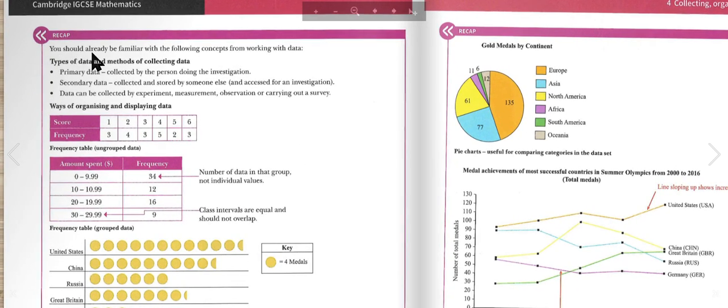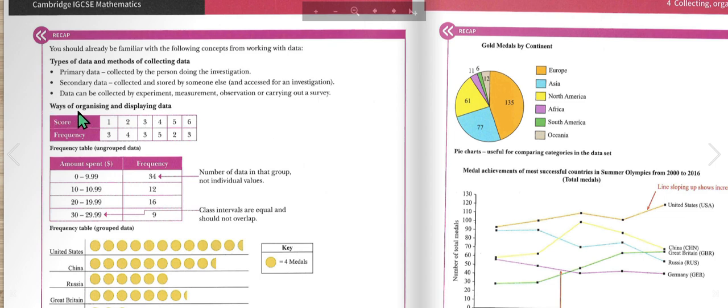You should already be familiar with the following concepts from working with data. The types of data and methods of collecting data. Primary data, collected by the person doing the investigation, and secondary data, collected and stored by someone else, and accessed for an investigation. Data can be collected by experiment, measurement, observation, or carrying out a survey.